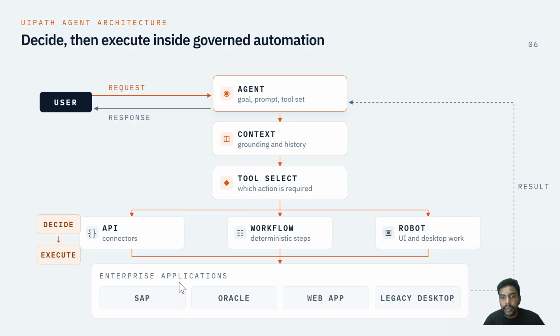The important architecture is the one on the left: decide and execute. The platform holds reasoning close to the automation. So identity, permissions, and logging to human tasks all come from one place. In a regulated environment, that is a genuine advantage.